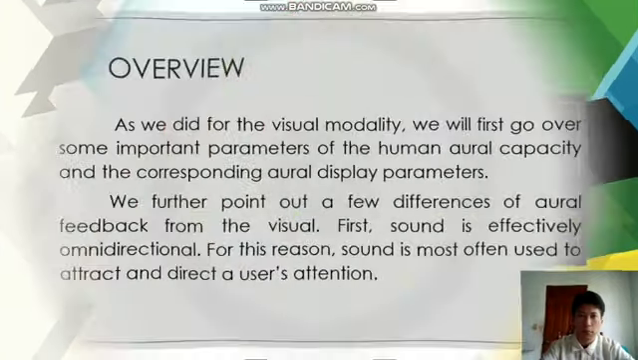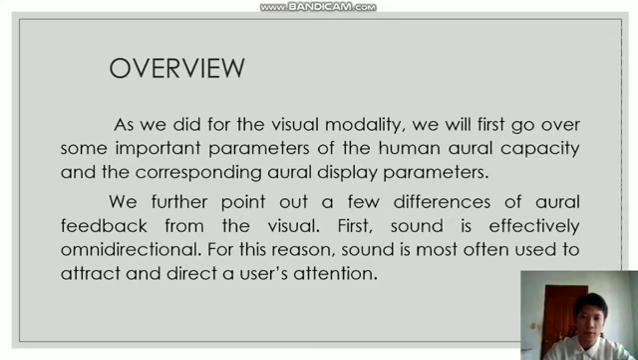We will first go over some important parameters of human oral capacity and the corresponding oral display parameters. We further point out a few differences of oral feedback from the visual. First is sound. Sound is effectively omnidirectional, meaning receiving signals from or transmitting in all directions. For this reason, sound is most often used to attract and direct users' attention.